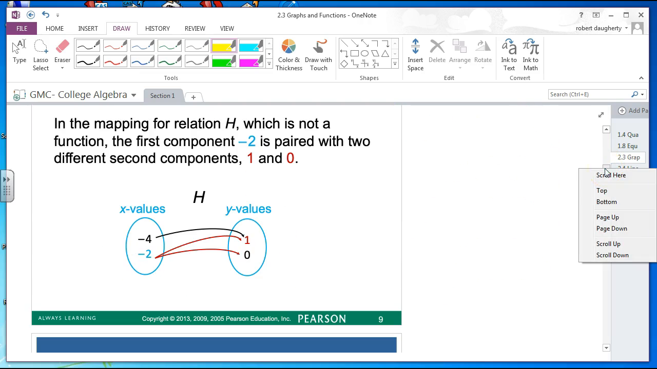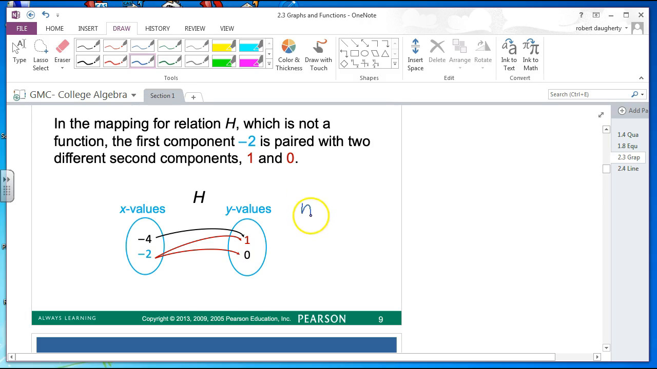Look at the next mapping here. You see -4 is mapped to 1. And then now you see -2 is mapped to 1 and it's mapped to 0. So this is not a function because I have an x value that is mapped to two different y values, because I would have -4, 1, -2, 1, -2, 0. Those are all the three possible outcomes that you see from that diagram. And here you see repeated x values. So this is not a function.